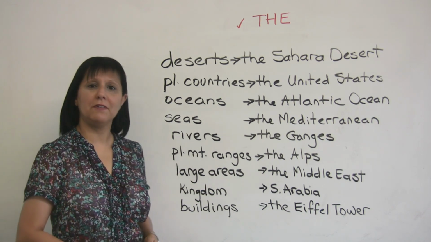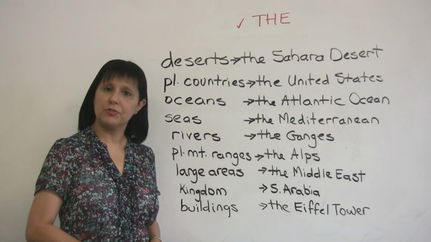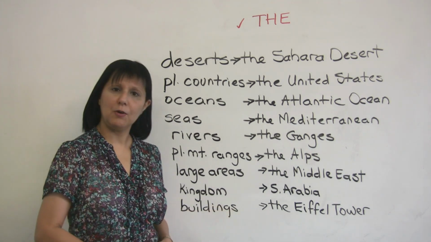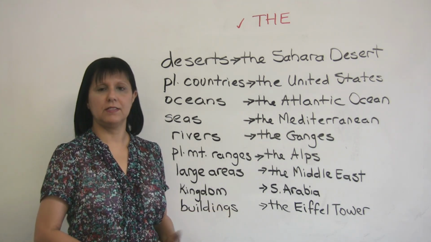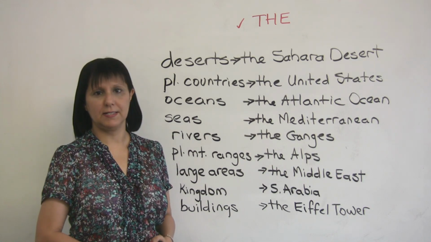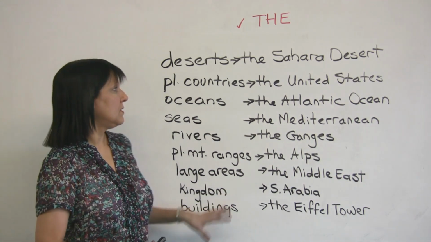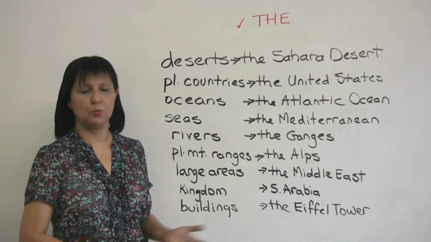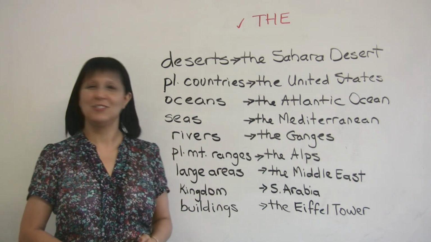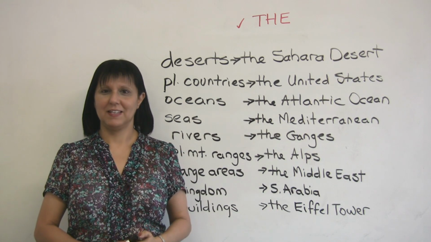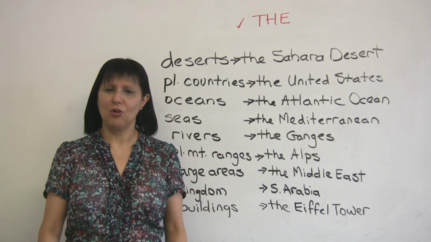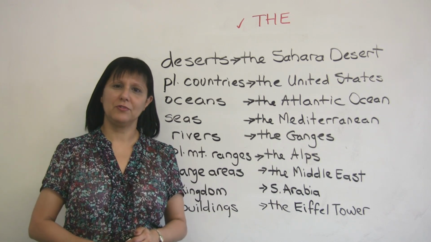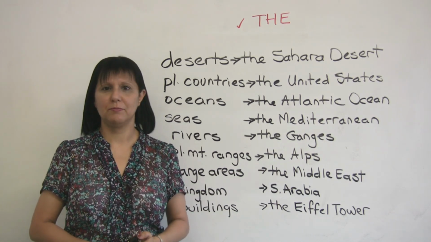And if we're talking about famous buildings, you would also use the word "the." For example, the Eiffel Tower is in France. The Taj Mahal is in India. Okay? So these do require the word "the." The ones that we talked about before do not require the word "the." How do we learn this long list, these categories? Well, like many other things in English, it requires a lot of practice.